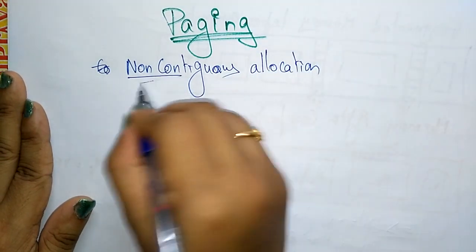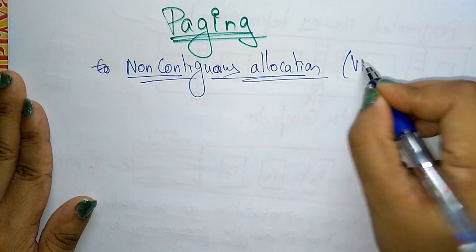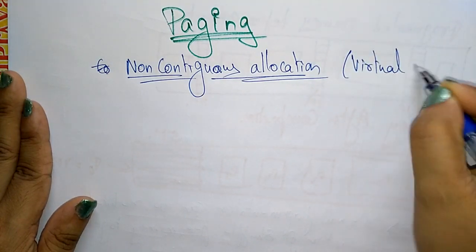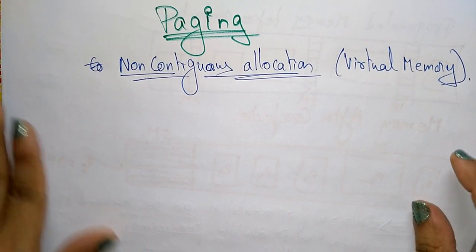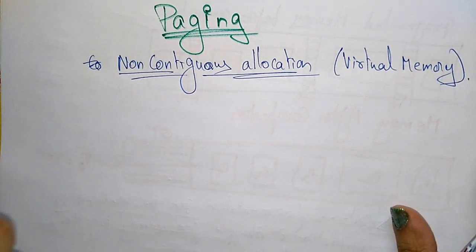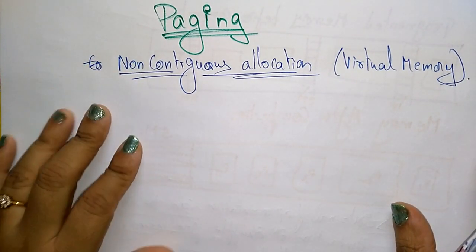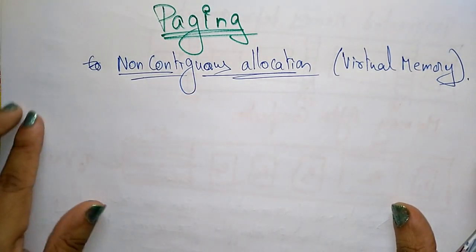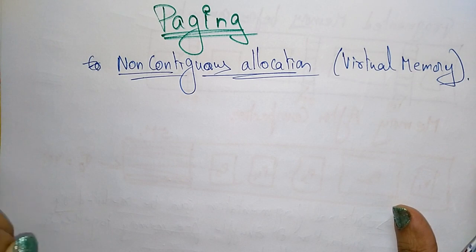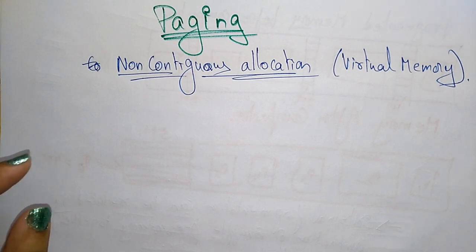paging. This non-contiguous allocation is also called virtual memory. So this is a concept of virtual memory, meaning it is not real, everything is logical. In the paging concept, everything is logical. It is non-contiguous allocation, which you call virtual memory. Let me write the points for this.